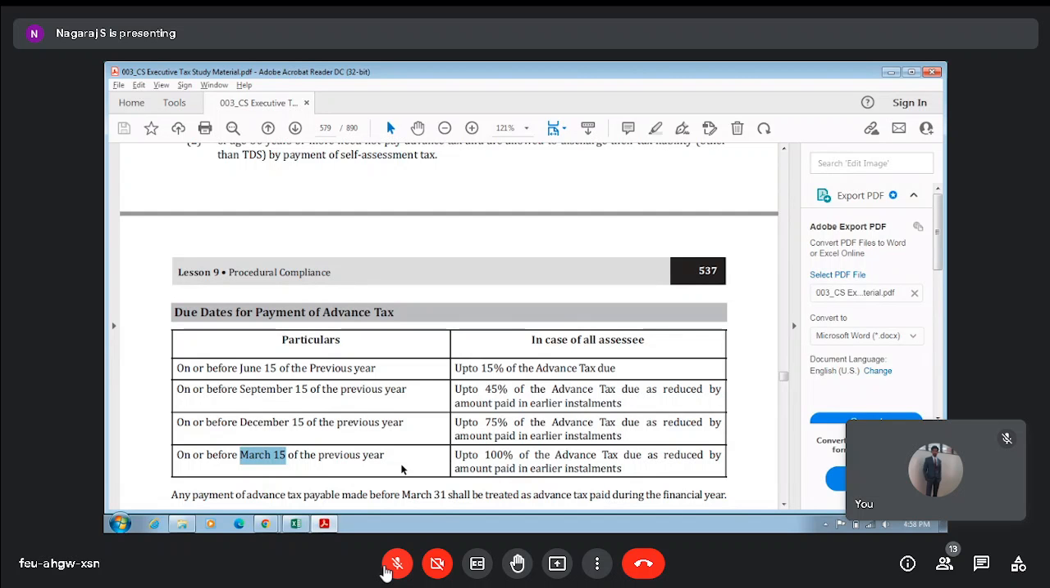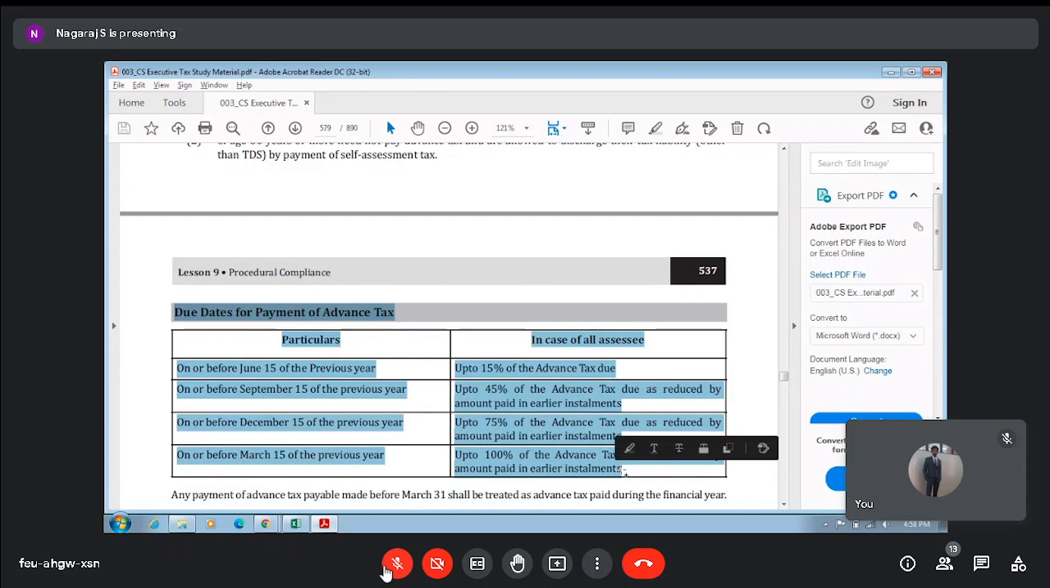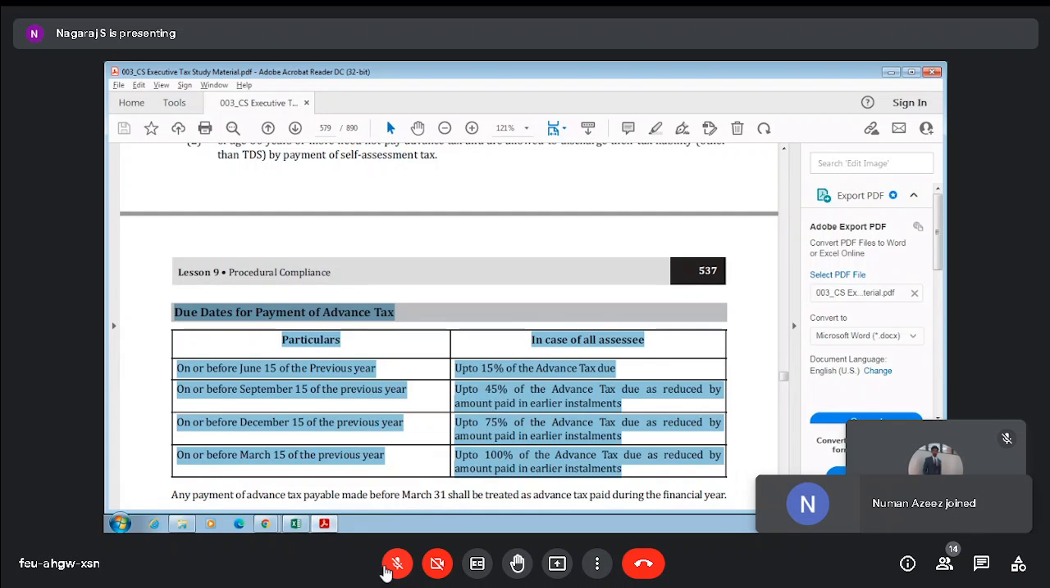Sir, what happens if I pay after 31st March? The next chapter is that one only; interest under section 234 ABC will come. Remember this table. I need this table for that chapter as well. Remember the due dates: June 15, September 15, December 15, March 15. And the percentages: 15%, 45%, 75%, 100%. Okay.